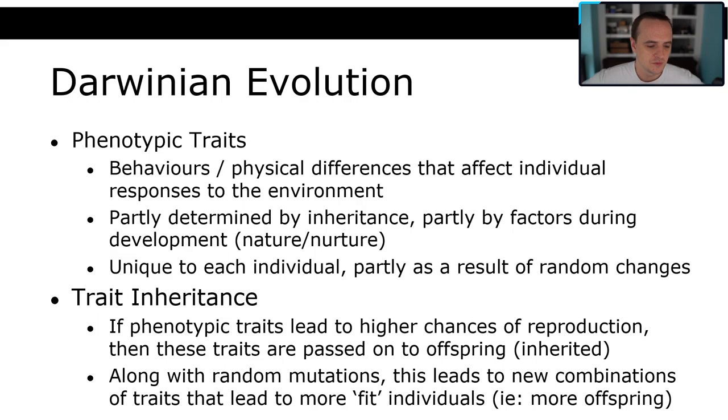So, trait inheritance. If phenotypic traits lead to higher chances of reproduction, then these traits are passed on to their offspring, or inherited. And along with random mutations, this leads to new combinations of traits that lead to more fit individuals. So essentially, if certain individuals happen to be well-suited to survive in an environment, then statistically speaking, they are more likely to reproduce. And so the traits that they had are going to be genetically passed on to offspring. And since you're taking one fit individual and another fit individual and combining genes, over time you get more fit individuals. And the less fit individuals don't get to reproduce, and so their genes are not passed on.